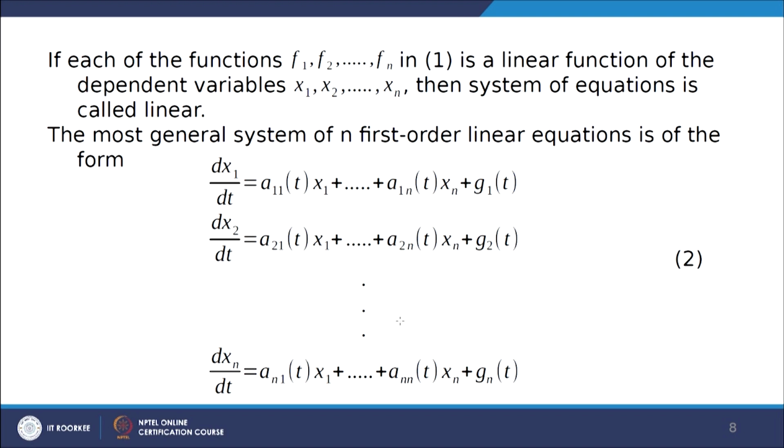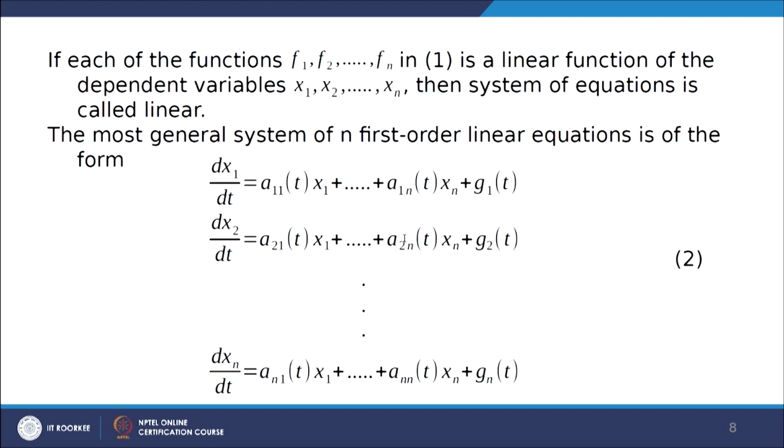So, this is the most general system of n first order linear equations, a linear system. You can see the functions f1, f2, fn are functions of t, x1, x2, xn. This is f1(t, x1, x2, xn), this is f2(t, x1, x2, xn), and this is fn(t, x1, x2, xn). In all these functions, x1, x2 and so on xn occur in the first degree and separately. So, it is a linear system.